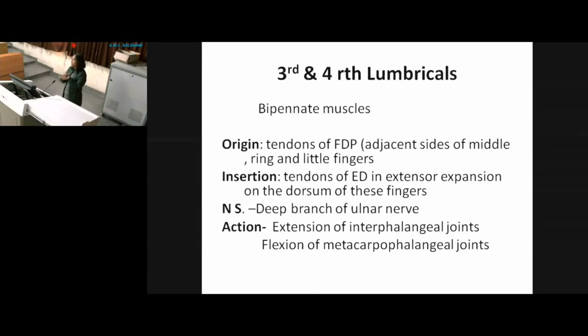Clear? Because these muscles are on the medial side, they are supplied by the ulnar nerve, and the action is the same: because they insert into the extensor expansion, they help in extension of the fingers, and by their contraction they help in flexion at the metacarpophalangeal joint.